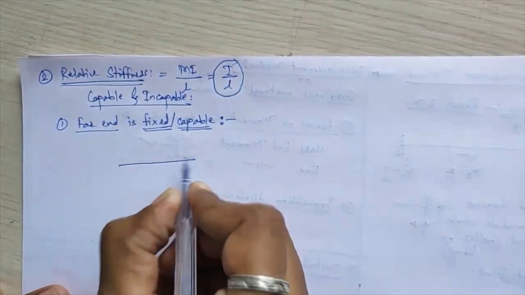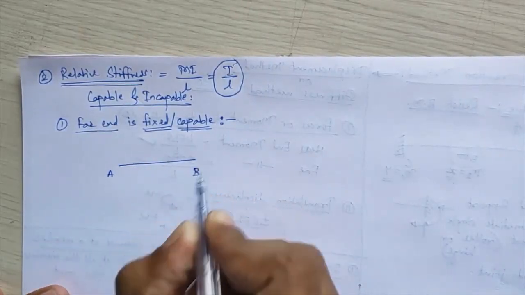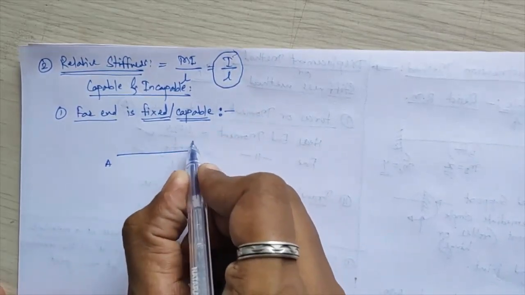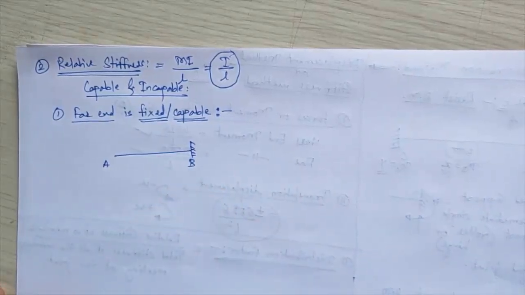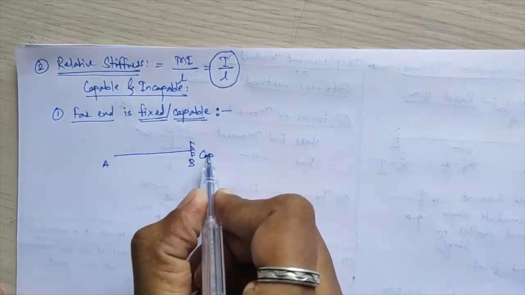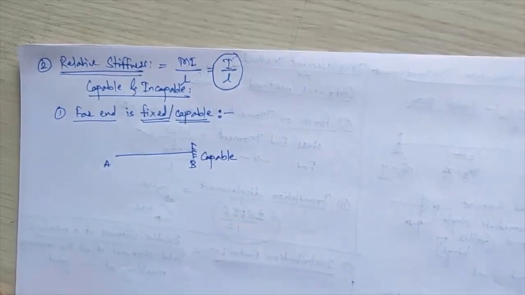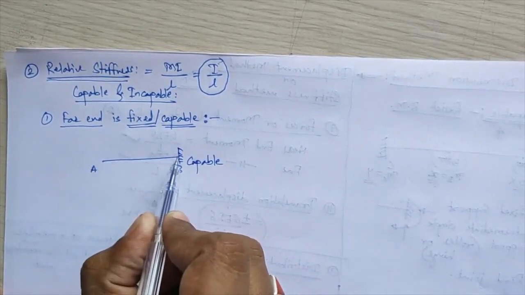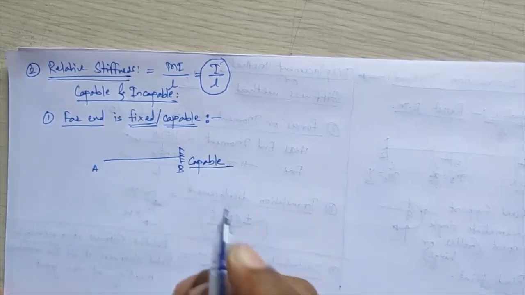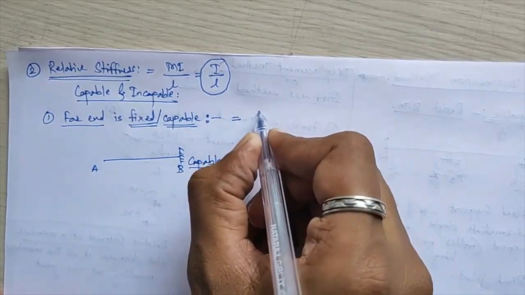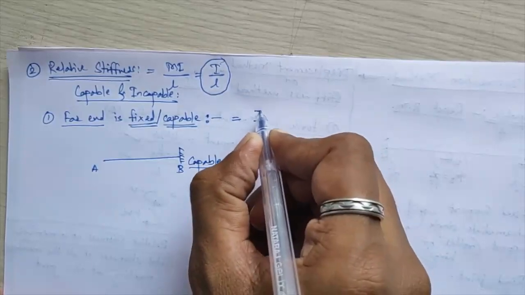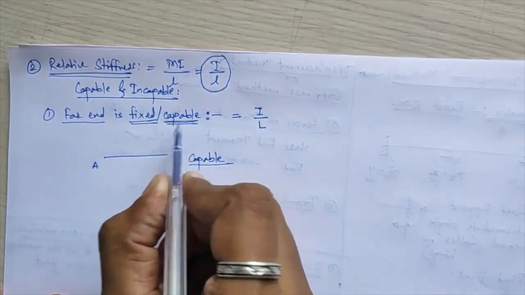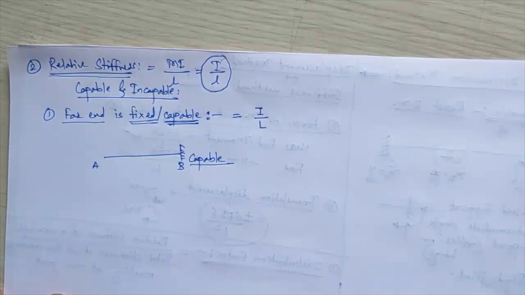If I consider this member AB, if A is my near end and B is your far end, I am considering B as a fixed one. That means this type of support is called a capable support. So remember, when your moment is distributed from one end to the other, and if the other end has a capable support, this relative stiffness value comes simply equal to I by L. For all types of capable supports, these values come equal to I by L.